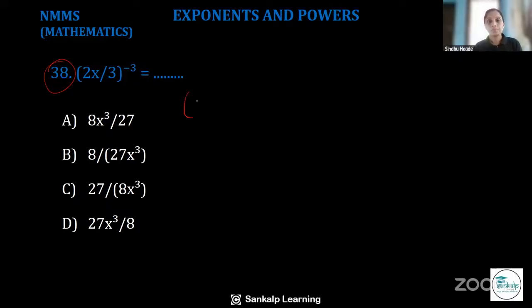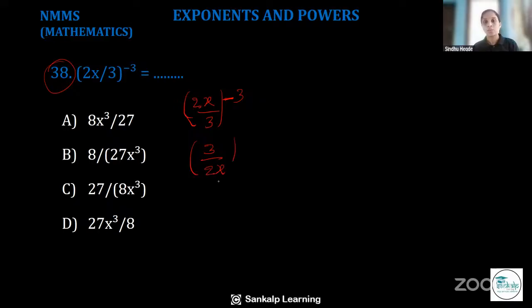Here, 2x divided by 3 whole to the power minus 3. This is our given expression. Calculate the value for this one. Here minus 3 is there. Remove that minus sign first. The minus shows that it is an inverse. So we can write it as 3 over 2x. Inverse is nothing but the denominator goes to the numerator and the numerator comes to the denominator.